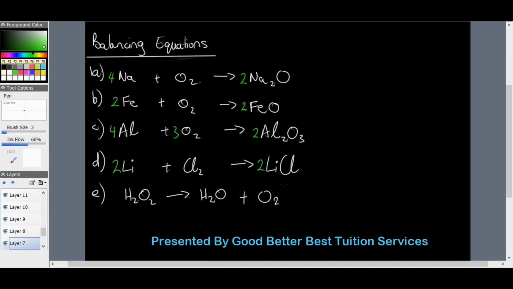Now, hydrogen peroxide, which is actually formed by adding oxygen to water.